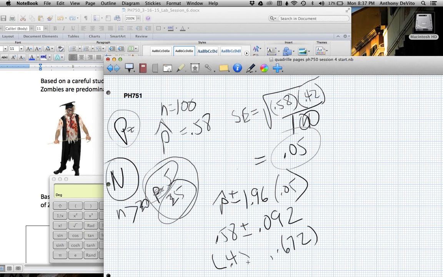0.48 plus 0.488, I think. Right? So I'm 95% sure, based on our sample, that the true proportion of male zombies in these movies is between roughly 49 and 67%.